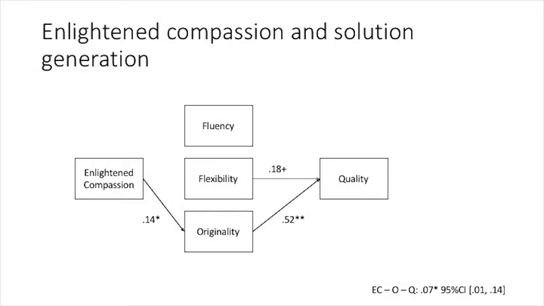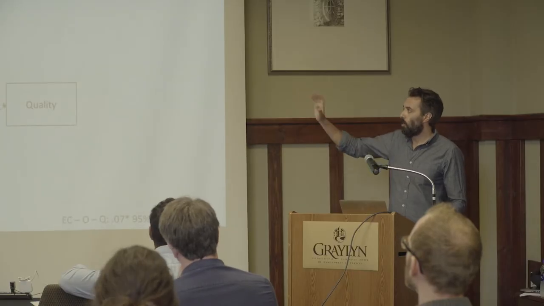What did we find? So this is just a reasonably straightforward path model showing the role of enlightened compassion in the different stages of the moral problem-solving process. So we find that enlightened compassion makes a contribution to the average originality of the list solution. So people who are high in enlightened compassion come up with more original solutions on average when they're asked to explore that space. List originality predicts list quality. So the more original your list solutions are, the more acceptable they are, the more feasible they are. Right? This is just for the list solution stage. Enlightened compassion has nothing to do with flexibility, that's the number of different categories you draw on, or fluency.